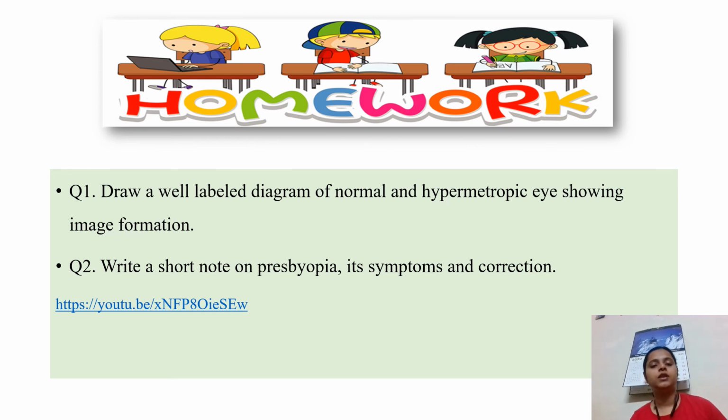Okay students, there is time for homework. I have two questions for you today. The first is: draw a well-labeled diagram of a normal and a hypermetropic eye. In that you have to show how the image formation takes place, and where the image is formed in the normal eye as well as in the hypermetropic eye.